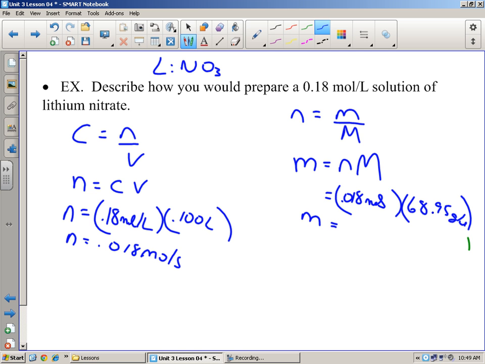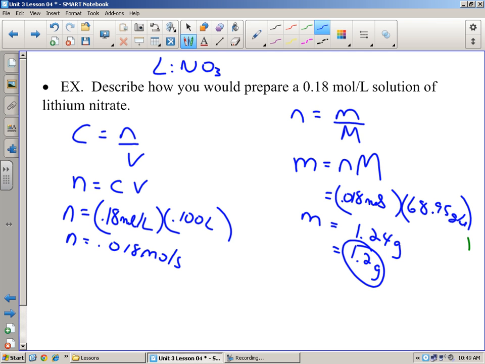And we can find, of course, the magical mass number, which is what? 0.018 times 68.95. So 1.24 grams. Or, I guess in this case, 2 significant digits only, so 1.2 grams. Okay? All right? Good?